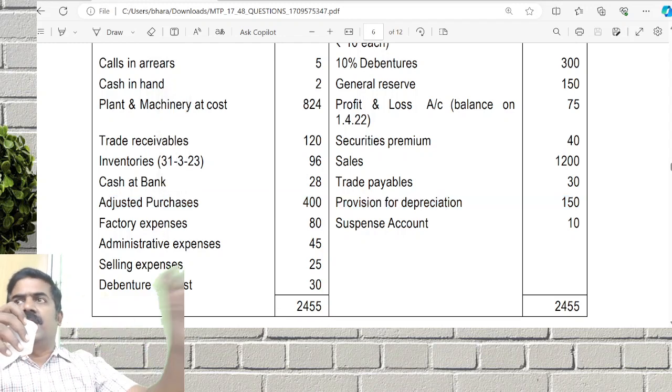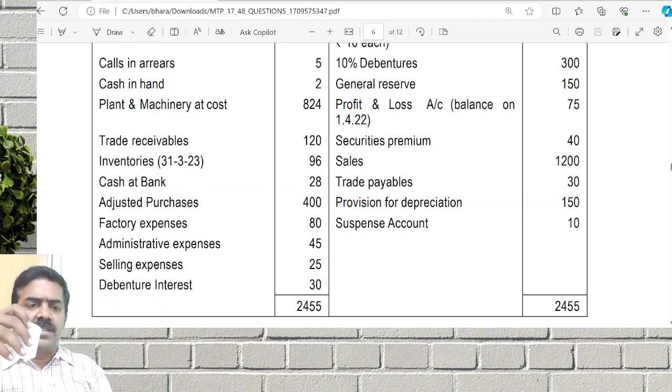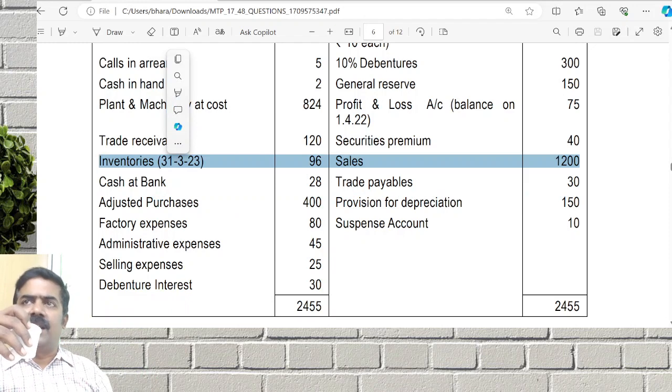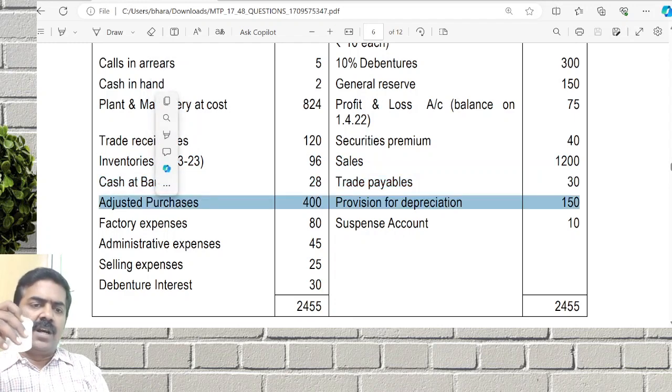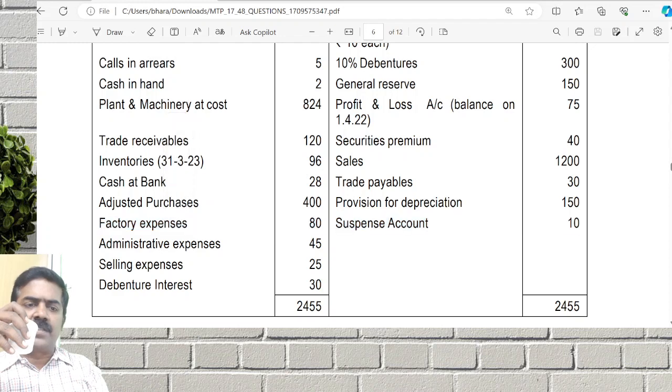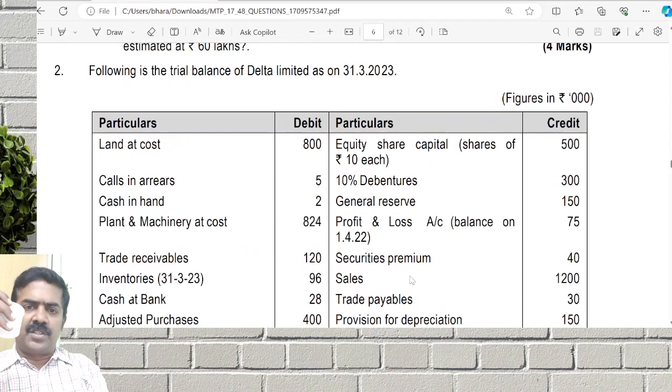Already purchase has been adjusted for inventory, which means this inventory will directly go to the balance sheet. Bank balance, cash and cash equivalents. Adjusted purchases, P&L account. Factory expenses, administration expenses, selling expenses will come as other expenses. Debenture interest will come as finance charges.